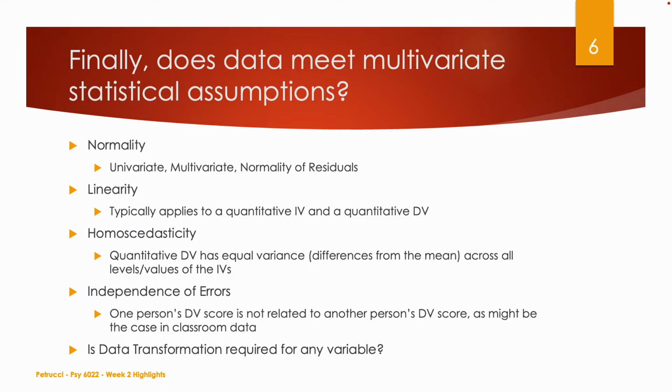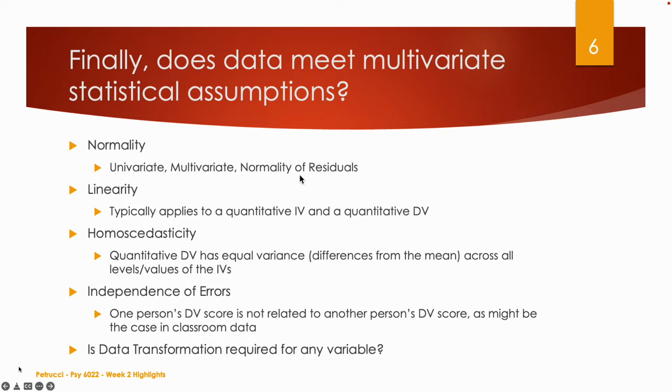So the most common ones are the ones you see here: normality, linearity, homoscedasticity, independence of errors, and whether data transformation is required for any of these variables. With normality, we're looking at it one variable at a time, which is called univariate normality. We're also looking at multivariate normality, which is considering all of the IVs together on the DV. And for some analyses, we're looking at normality of residuals.